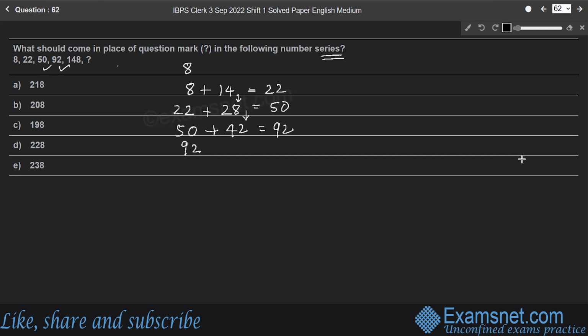So 92 plus 14 into 4, which is 56, we get the next number, which is 148, the fifth number. So 148 plus 14 into 5, which is 70, we get the next number, which is 218. Therefore, the last number is 218, option A.